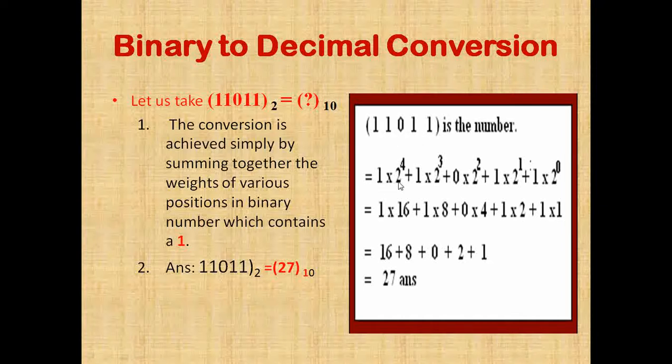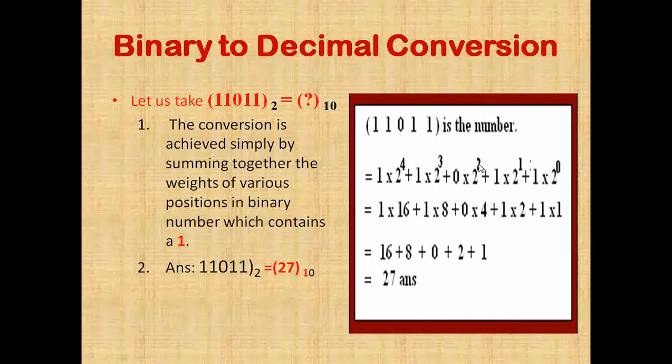So we multiply each digit by 2. So 1 into 2, again 1 into 2, then 0 into 2, then 1 into 2, then 1 into 2, right? And we will add them. So a plus sign is there between each. Now beginning from the right hand side, we will put the first 2 to the power 0, next 2 to the power 1, next 2 to the power 2, 2 to the power 3, 2 to the power 4. That means starting from 0, we keep on increasing the power of 2 by 1.